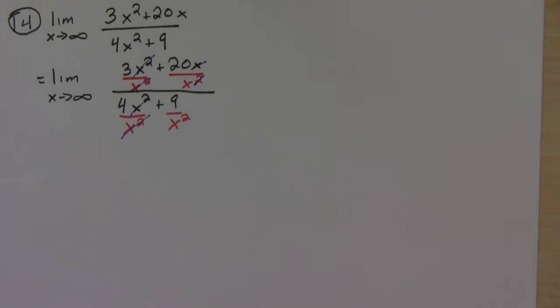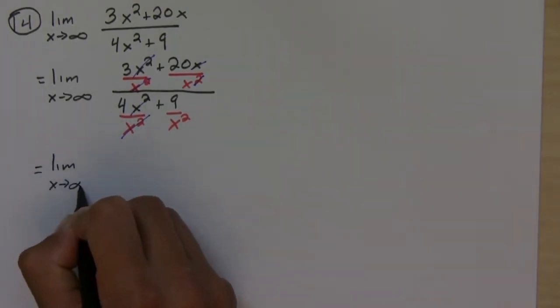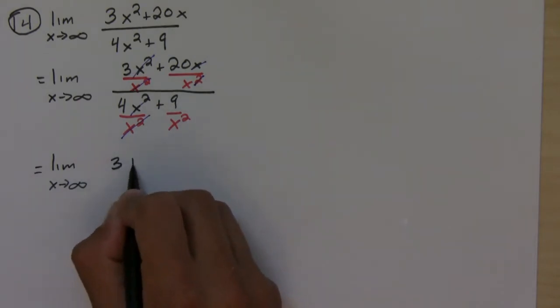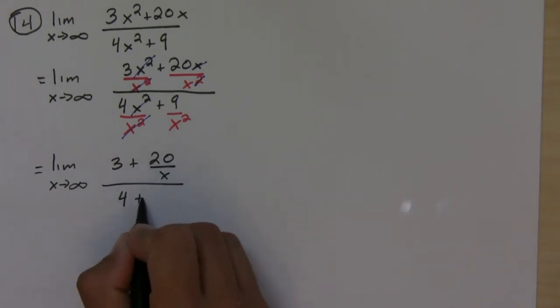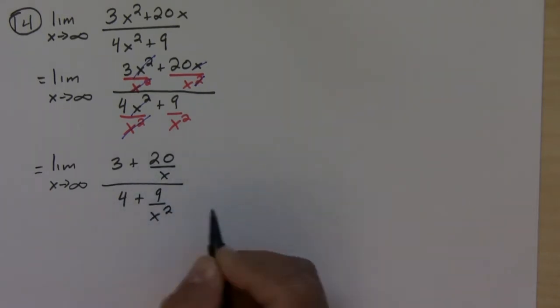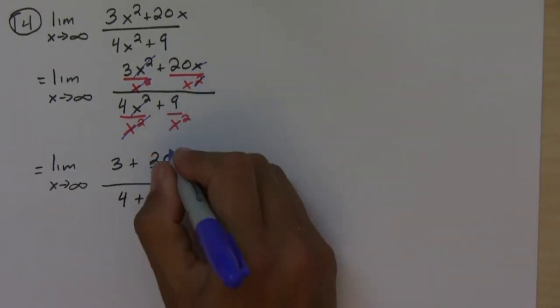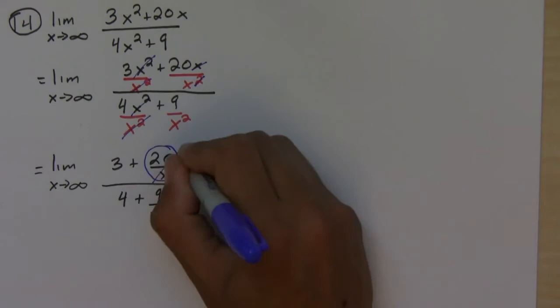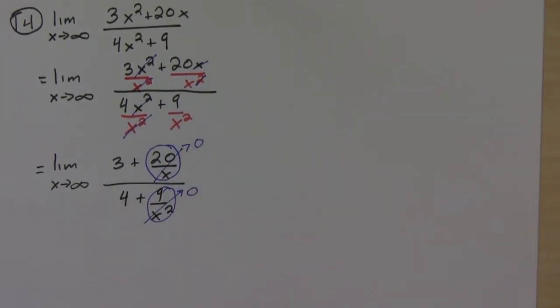And now if I rewrite this, I would get the limit as x goes to infinity of 3 plus 20 over x over 4 plus 9 over x squared. Okay, so these guys are going to 0, getting smaller and smaller, and so what I have left is simply 3 over 4.